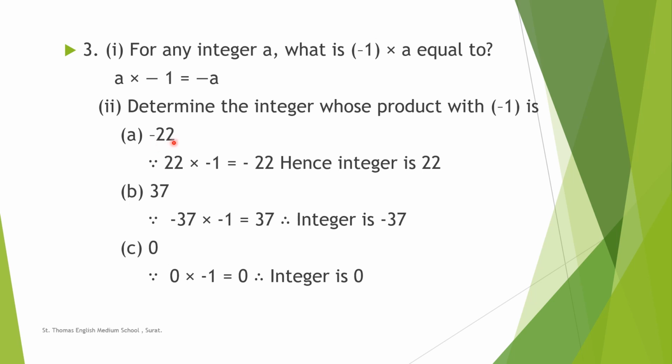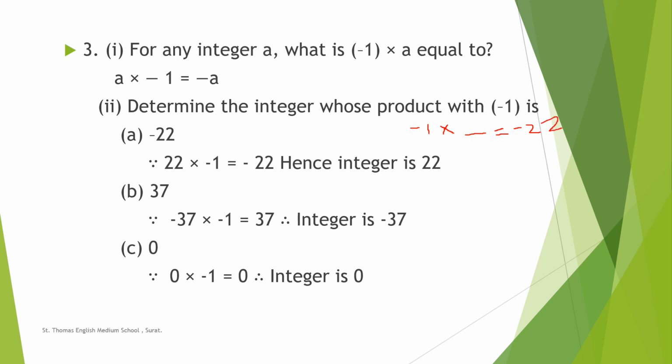First one, minus 22. So when you multiply with minus 1, the product will be minus 22. So you have to find the integer. So which integer, if you multiply with minus 1, we will get minus 22? Suppose minus 1 multiplied by dash number is equal to minus 22. It's clear? So just write like this so it's more clear for you.